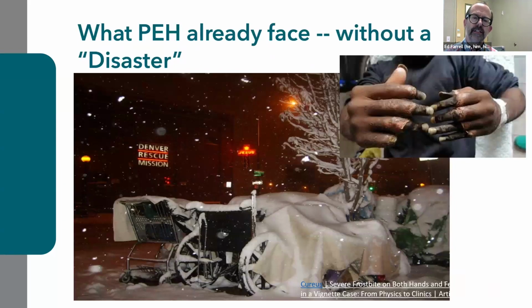And this is just one of those wake-you-up and sober-you slides. I've seen this on multiple mornings coming to work, that PEH are already facing a disaster without a disaster being declared. Here is severe frostbite in both hands on the upper right. Pardon me, that's an intense slide, and so is the folks in the snow. People who suffer frostbite are very disenfranchised, have 8 times the mortality rate.